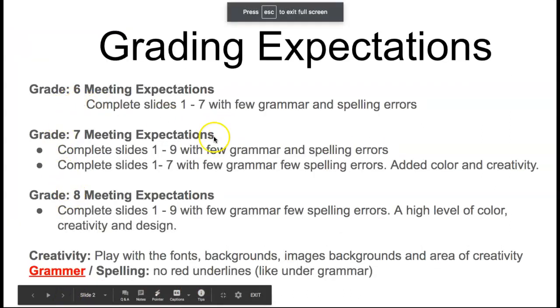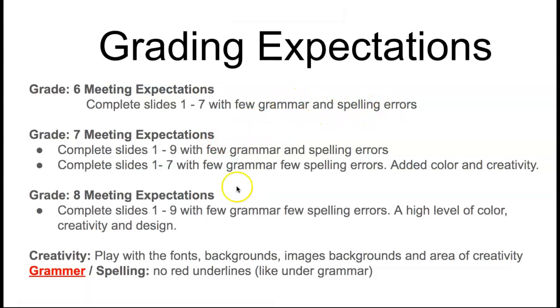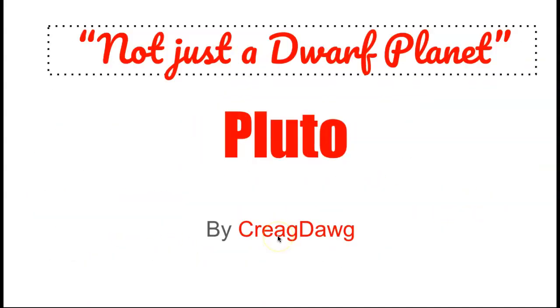To get a 6, you need to complete 7 of the 9 slides with few or no spelling and grammar errors. If you want a 7, complete all 9 slides without any errors. Complete 1 through 7 with no spelling errors with added color and creativity throughout. For an 8, you must complete all 9 with that design and quality level.